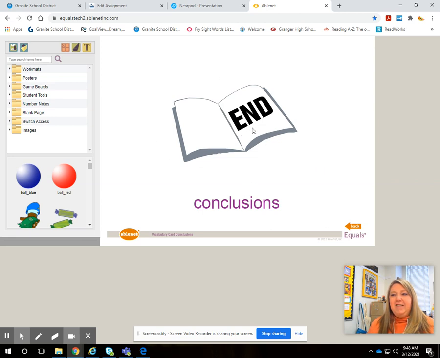Do you see this book? It says end. A conclusion is like, what did we find out, right? What did we find out in the end? It's the end of the experiment. What did we learn from it? Just like at the end of a book, we've learned something at the end of the book. And so, that's what conclusion means. What did we find out? So today, I think that the best way is to just go ahead and show you on the worksheet.